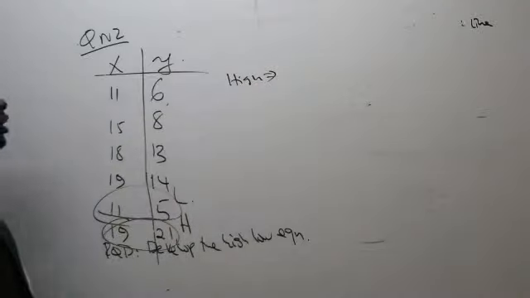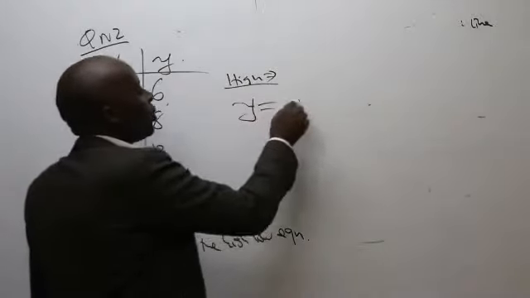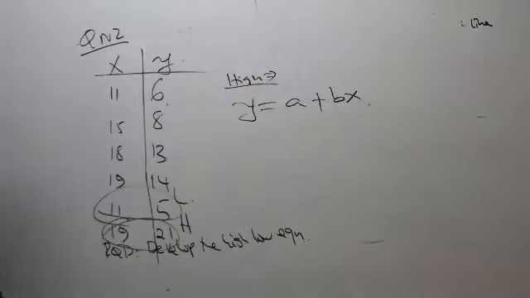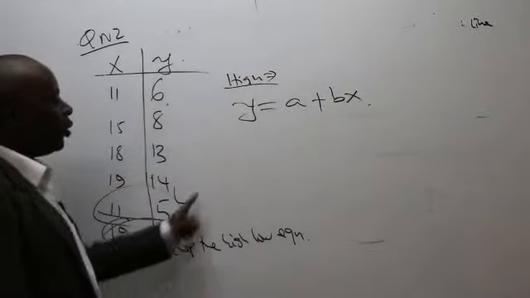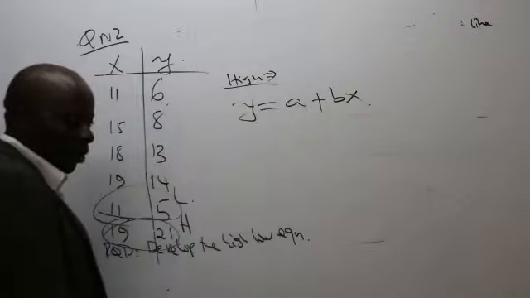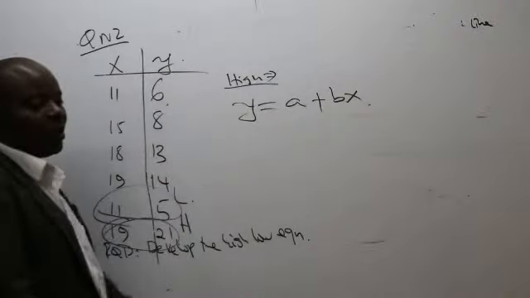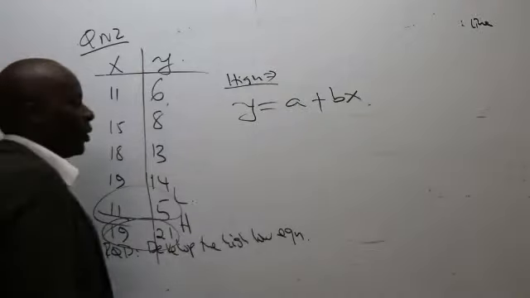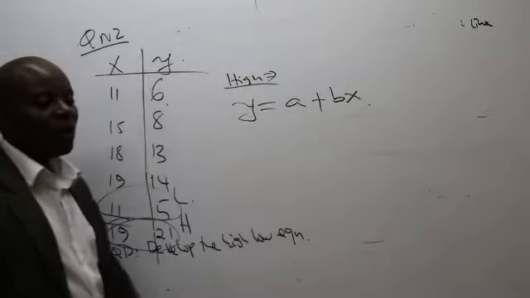Now, ladies and gentlemen, having discovered that, I know the next thing should be to develop the equations. So we have here y equals a plus bx. In this case, using the high, could you kindly give me the first equation now? We normally start with the high. Using the high, how will the first equation look like?